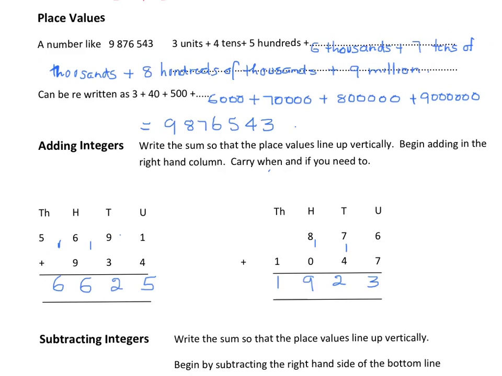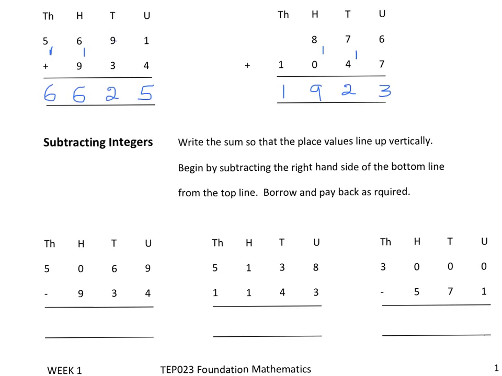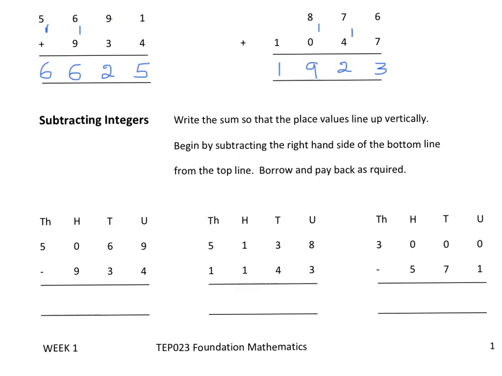So now moving on to subtracting integers. We write them in exactly the same way, in that we line up the digits in their correct place value columns. So let's have a look at the first one, which is 5,069 subtract 934. All the units lined up in the units column, tens in the tens column, hundreds in the hundreds column, and then we've got the thousands column.